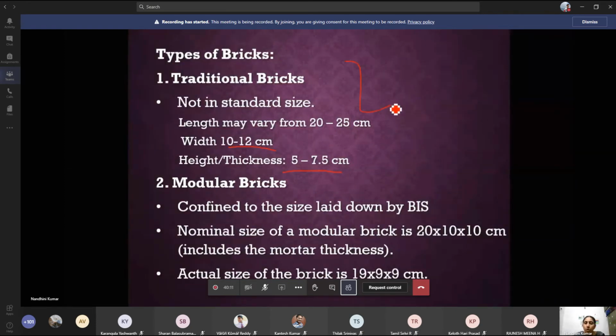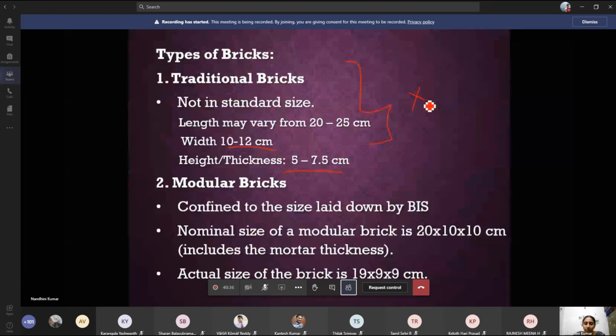There is no codal provision for this because it is only for people in that locality. People from Trichy may use the length as 25. If it's people from North India, they may use 20. It depends upon the suppliers or the people who manufacture it. They didn't follow any standard size during the old generations.